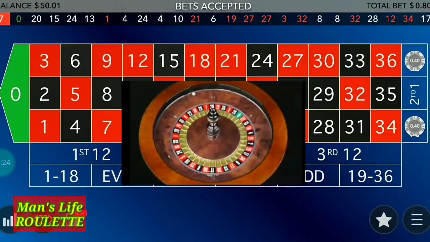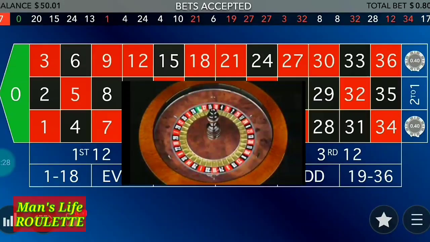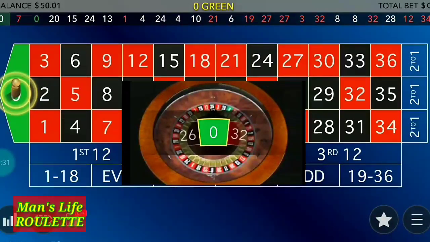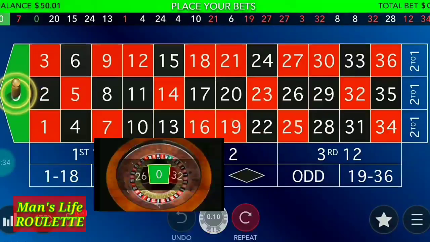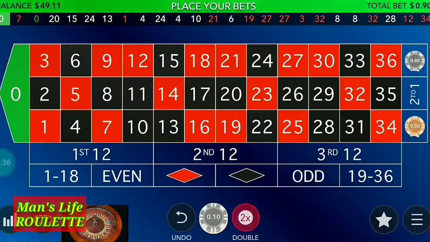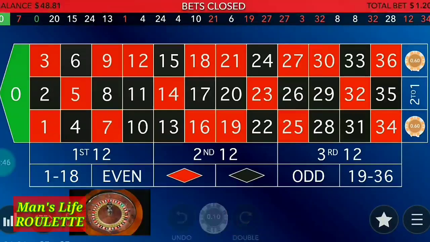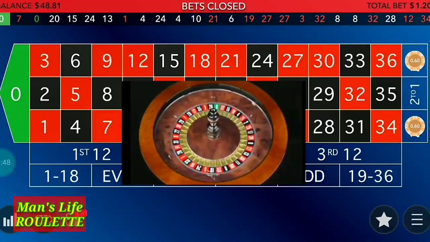And adding 2 units after losing will give you the advantage of a bigger win over your last losses. So again it's a zero. So what I need to do here is also just rebet, add 2 units more, and continue the game. I'm saying that adding 2 units will give you the advantage of winning more than your previous losses, and that will help you recover your losses.